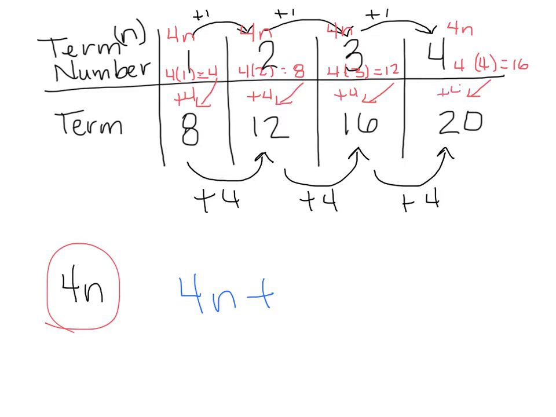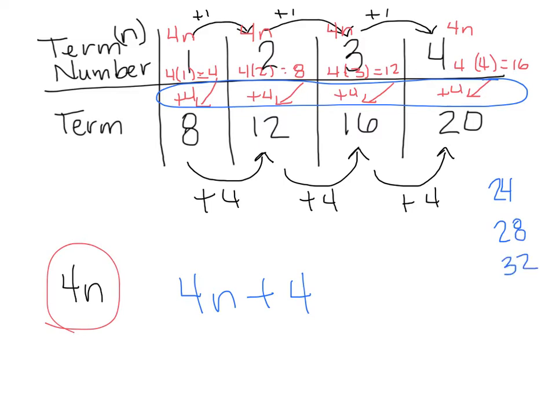forgot to put a 4 there, 4n plus that difference of 4. Now, if I ask you to find the next 3 terms, according to what we have here, we know that adding 4 we should get 24, 28, and 32. Okay, let's try our expression to see if that actually works for us.